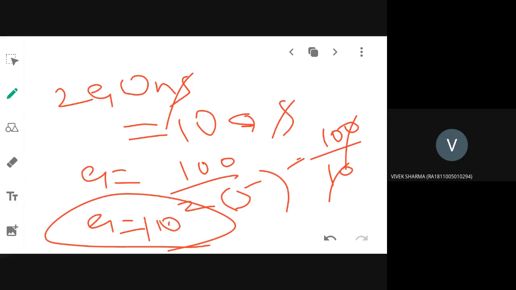So this is the case of a second order system. Zeta here is 10. So what type of system is this? Overdamped. Zeta is greater than 1, so it is an overdamped system. These are simple problems that you should learn how to solve.